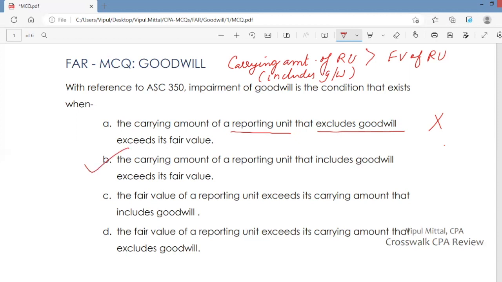Let's look at the remaining choices. The fair value of the reporting unit exceeds its carrying amount that includes goodwill. No, fair value should not be more than the carrying amount, but the carrying amount should be more than the fair value. And D, the fair value of the reporting unit exceeds its carrying amount that excludes goodwill. Again, this is incorrect. So the answer is B.